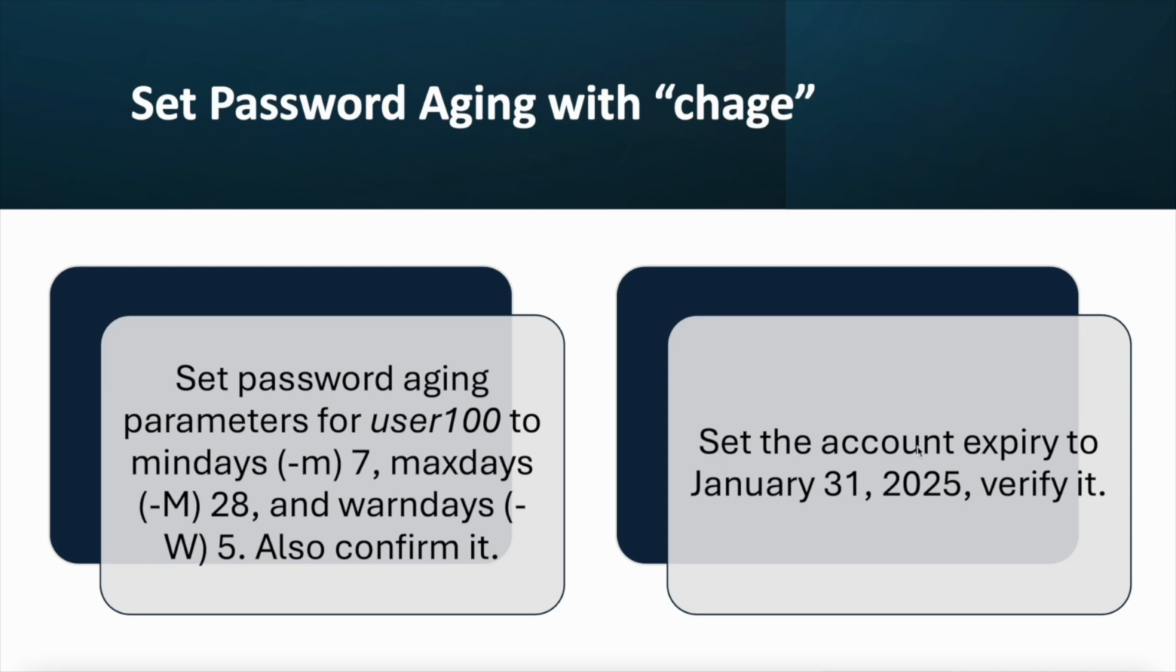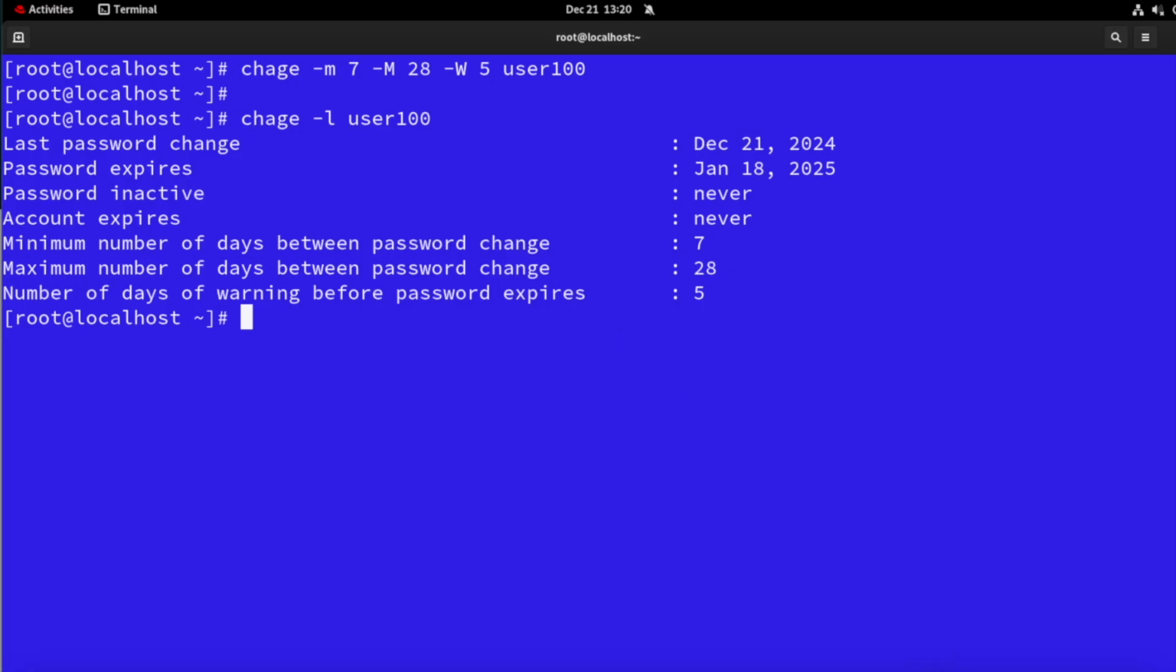Second, they are asking to set the expiry to January 31st, 2025. So let's do this. Again the command is the same, chage -E for the expiry. The format is year-month-date. This was the ask, 31st January 2025, and the username.